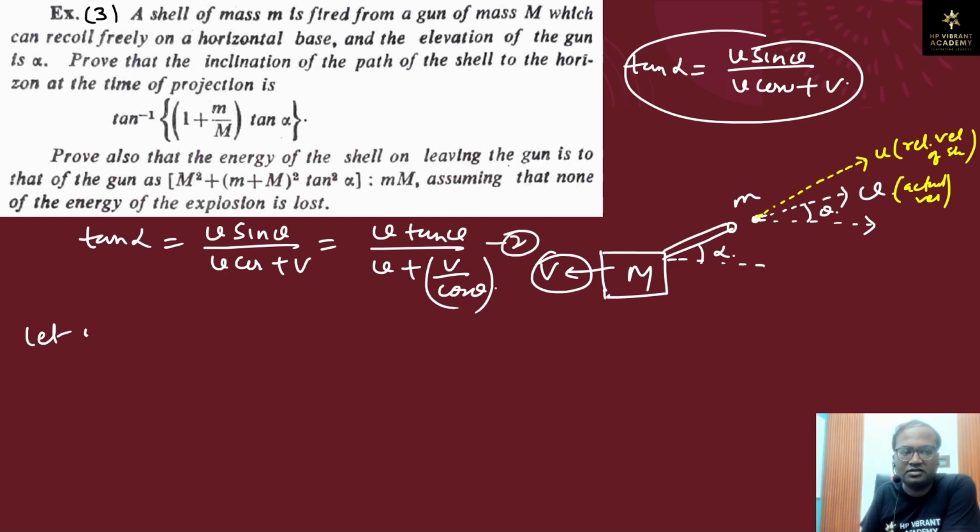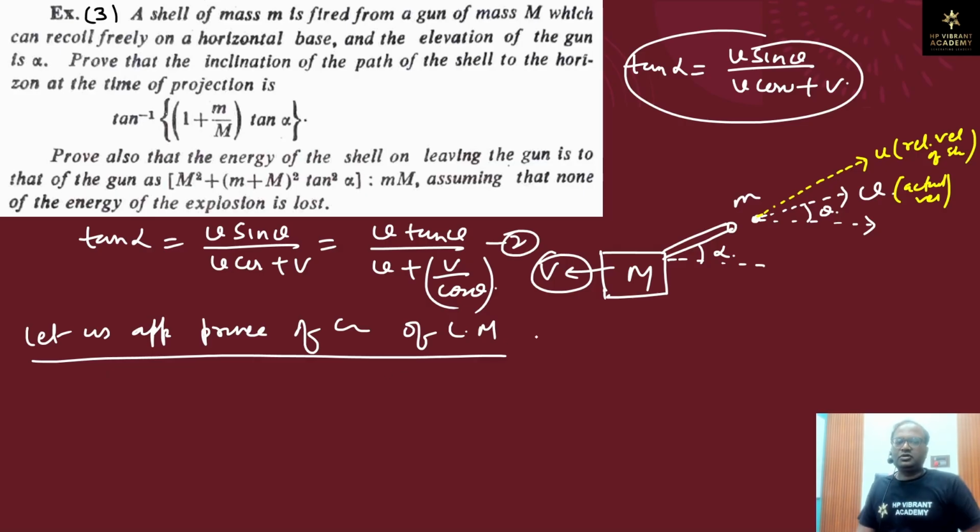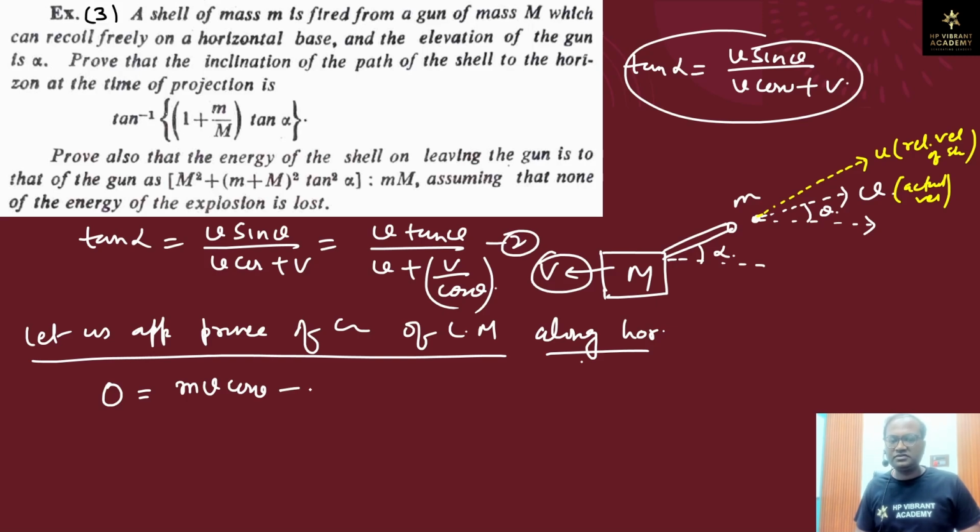So let us apply the principle of conservation of linear momentum along the horizontal direction. There is no external force acting in the horizontal direction, so the momentum will be conserved. The momentum before firing will be equal to the momentum after firing. Momentum before firing is 0 and momentum after firing is small m into small v cos theta minus capital M into capital V. So we have small m v cos theta is equal to capital M V.